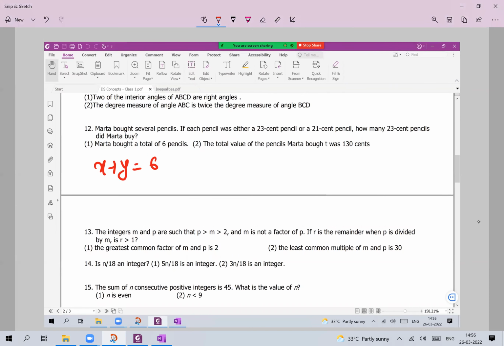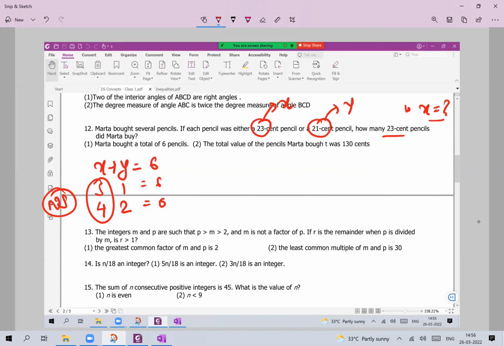It says Martha bought several pencils. Let's say the 23 cent pencil count was X and the 21 cent pencil count was Y. How many 23 cent pencils did she buy? What is the value of X they are trying to calculate? So option number 1 says X plus Y is equal to 6. I can have X is equal to 5, Y is equal to 1, X is equal to 4, Y is equal to 2. I'll get 6. I have two different values of X, so I can say it is not sufficient.